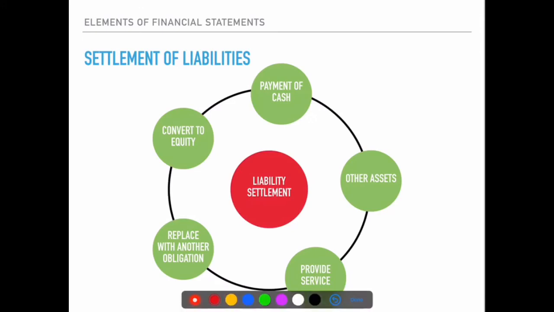It can be settled through the payment of cash, which is quite obvious, and we can also use other assets to pay off a debt. For example, when someone pays you cash in advance, you then subsequently provide them with a product or a service. You can replace it with another obligation when refinancing or rolling over a debt. For example, from a credit card debt to a long-term debt. And we can also convert it into equity. This normally happens when you don't have enough cash, so you pay off the obligation with shares from your own company.